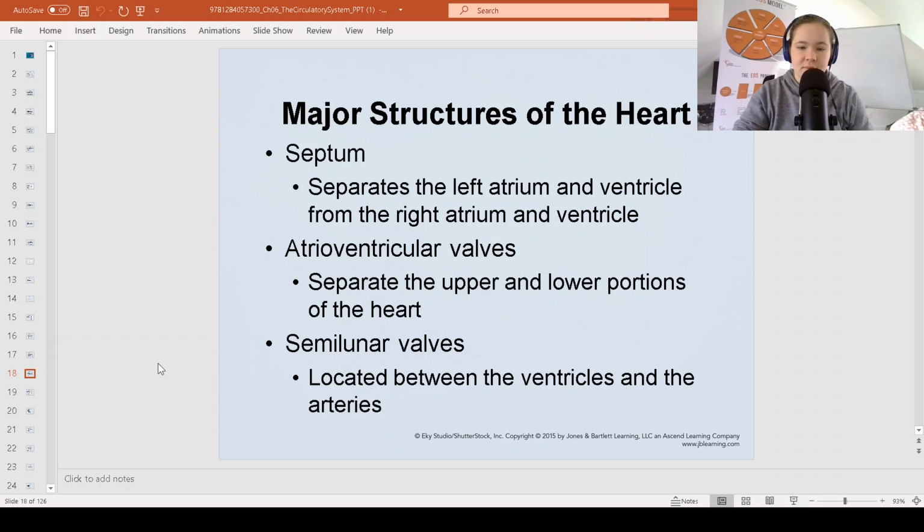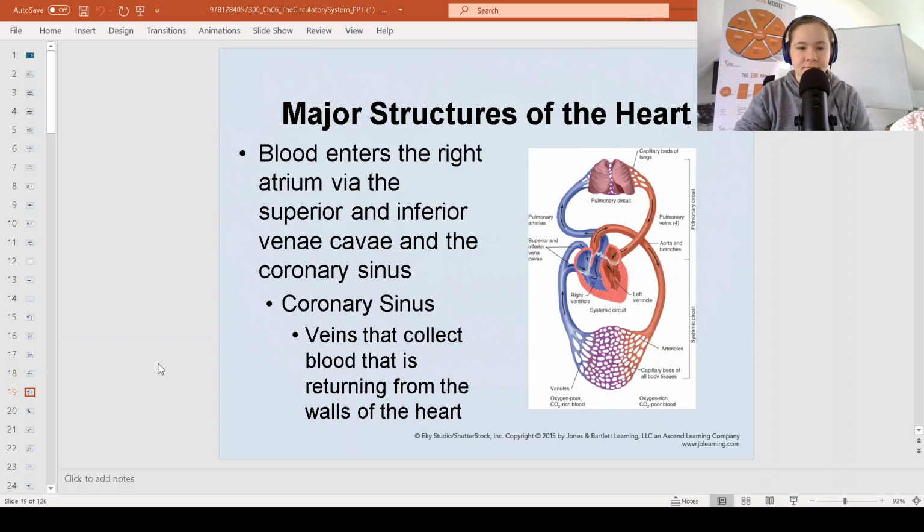The septum separates the left atrium and ventricle from the right atrium and ventricle. Atrioventricular valves separate the upper and lower portions of the heart. Semilunar valves are located between the ventricles and the arteries. Blood enters the right atrium via the superior and inferior vena cava and the coronary sinus. The coronary sinus is made of veins that collect blood returning from the walls of the heart.